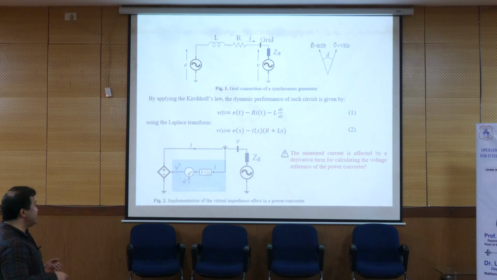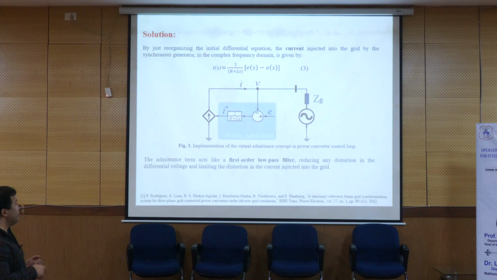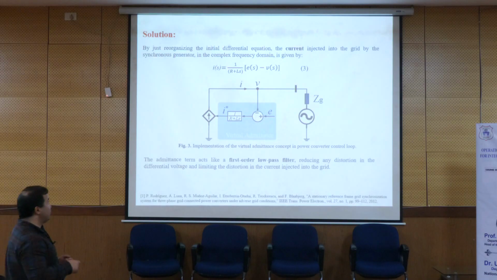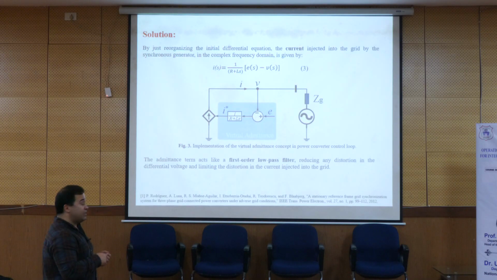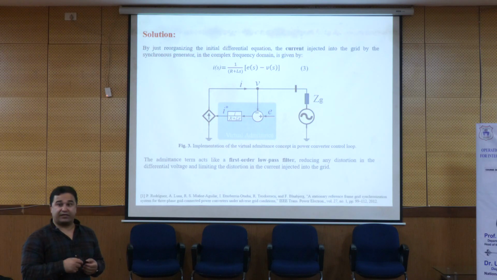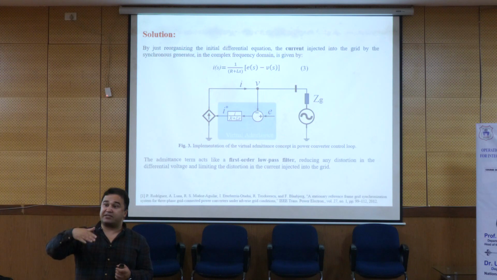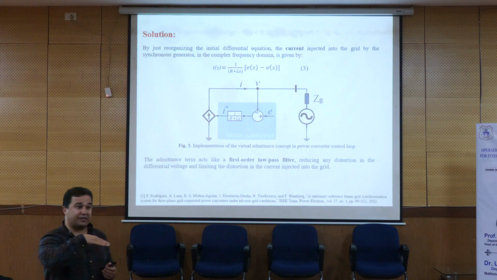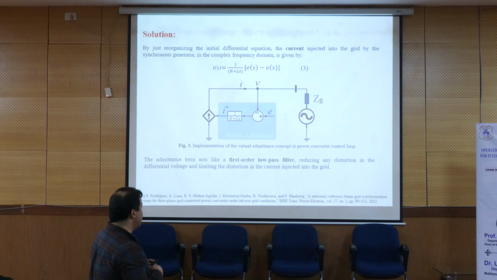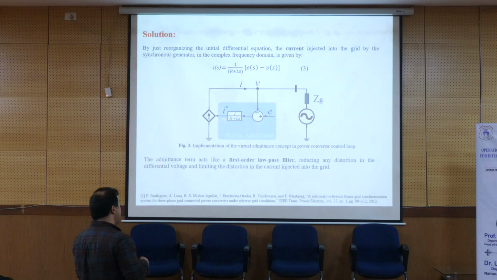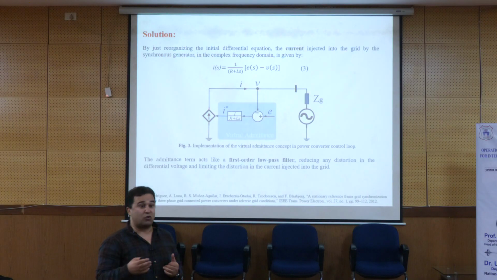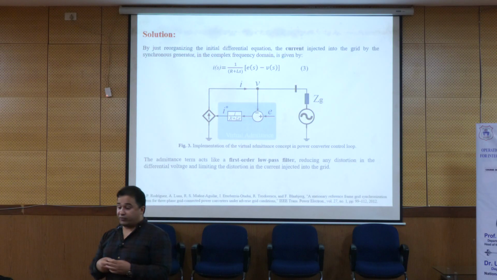E minus V is equal to R plus Ls times I. So by this, we have I equal to E minus V over R plus Ls. So what is happening here? It means that the current we are providing operates as a low-pass filter. Instead of increasing the disturbance, it filters the disturbance, and we have a better shape of the current for the grid. So it works like a low-pass filter instead of providing more of a problem for the grid.